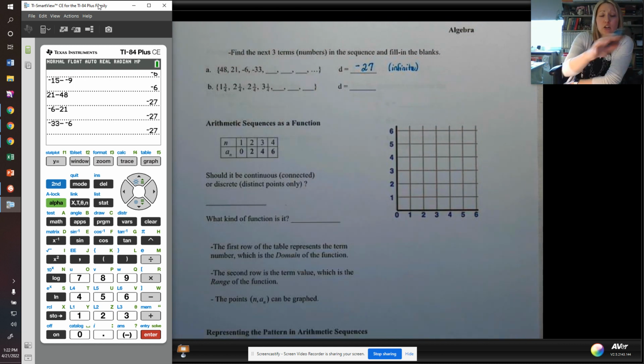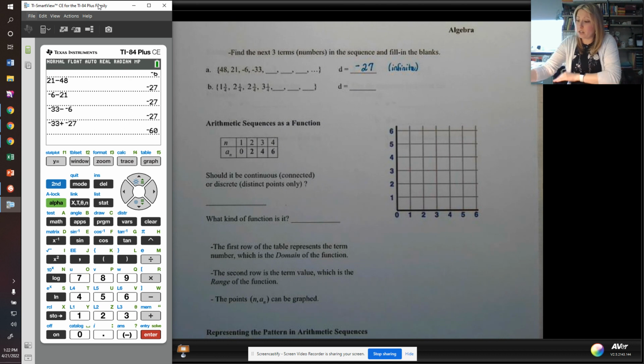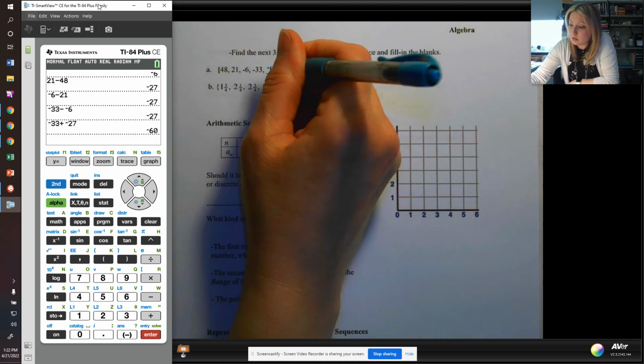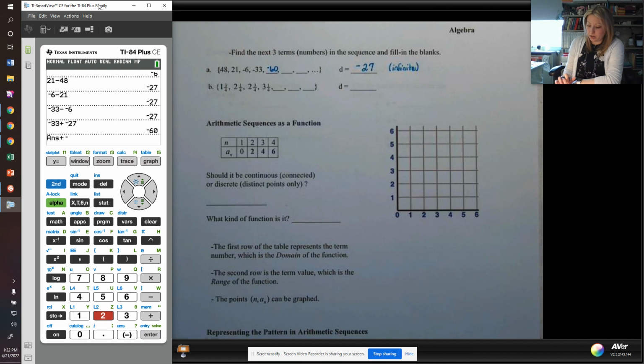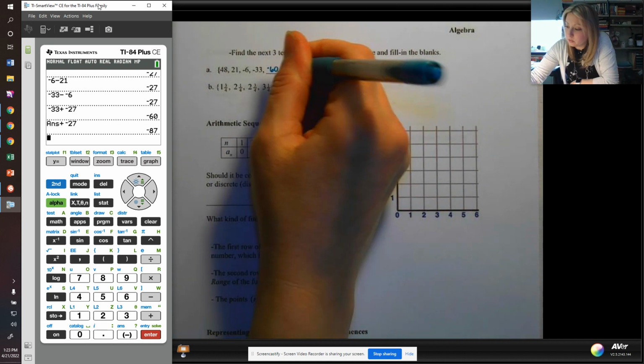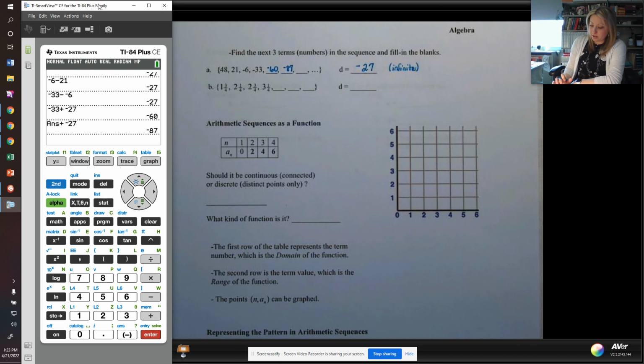Now let's keep going and find the next terms in the sequence. So -33 plus -27. That's what my common difference is. I'm getting -60. -60 plus -27, I'm getting -87. -87 plus -27 is -114.